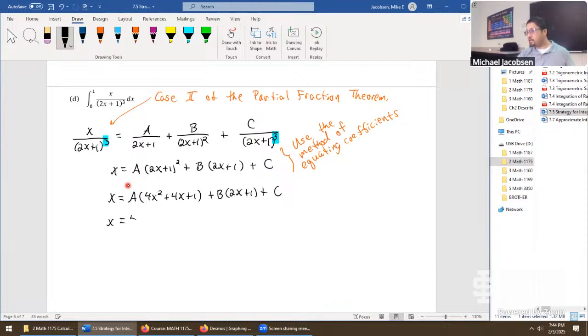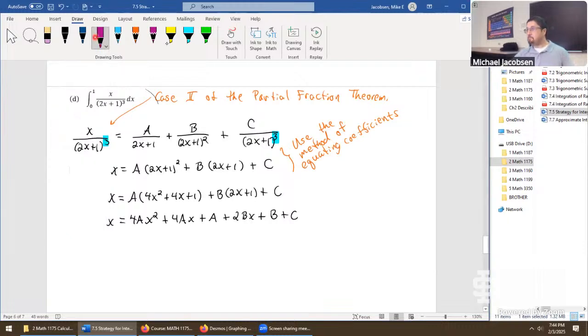So we have 4A x squared. I'm distributing A in, but you want to think of A as a coefficient going in front of the x squared. We're organizing this more based off the power of x's that we see. So the next one should be written as 4Ax plus A plus, now from over here, 2Bx plus B plus C.